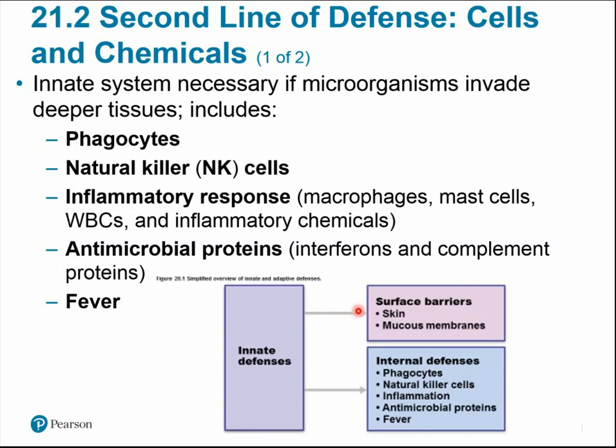So if it's gotten past our surface barriers, now we want to try to just contain it and prevent it from becoming a more systemic infection. So it'll use things like phagocytes, those large eating cells, natural killer cells. We also have the inflammatory response, antimicrobial proteins, and a fever response.